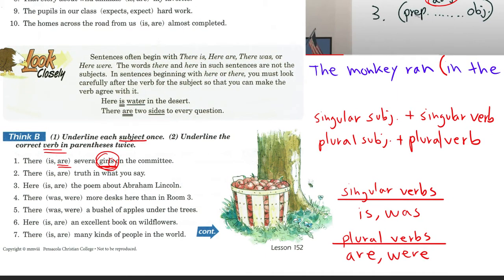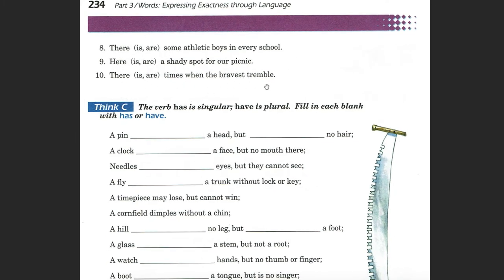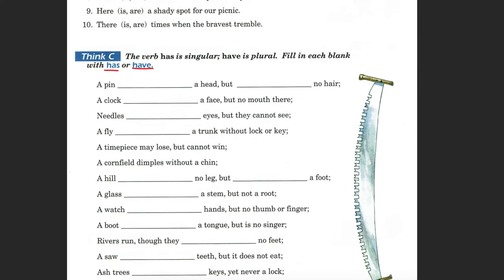All right, let's look at the other page. Continuing on from the last page here, Think C. The verb has is singular. Have is plural. Fill in each blank with has or have. So has is singular and have is plural. Let's figure out if the subject in our sentence is singular or plural. I'll just put singular under here and plural underneath here to help me remember.